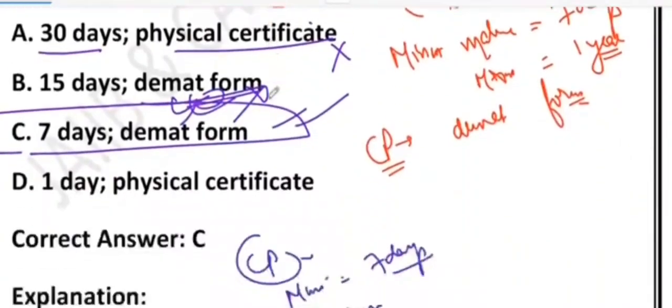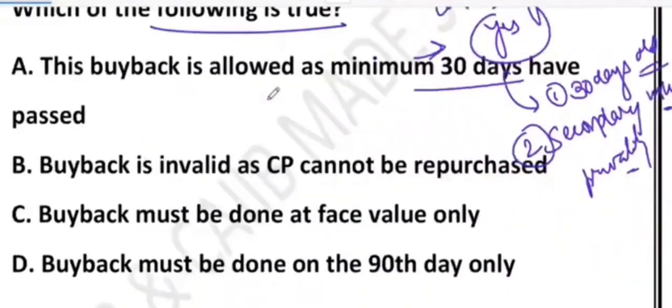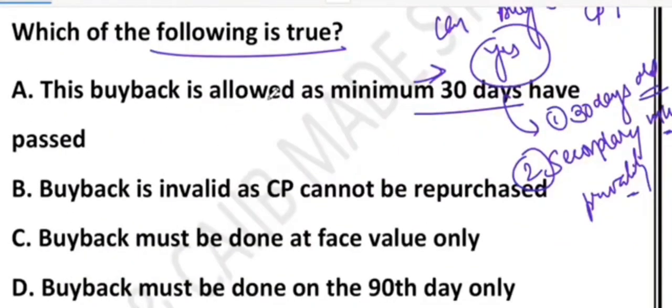Now, in this case, CP was issued for 90 days. ABC Limited wants to buy it back on day 40. So obviously, let's go through each and every option. Option number A says the buyback is allowed as minimum 30 days have passed. Yes, this is correct. As per RBI guideline, buyback is only allowed after 30 days. Since 40 days have passed, this is absolutely valid.